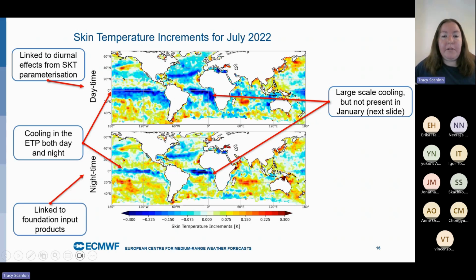For example, we don't know exactly what's going on here or down here by Australia. So any suggestions are very much welcome.